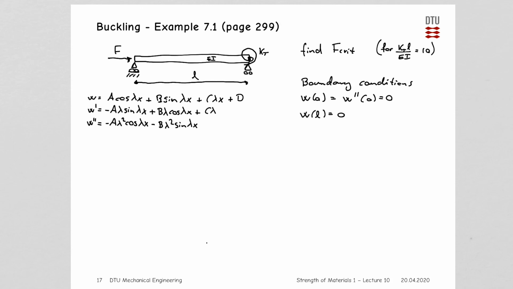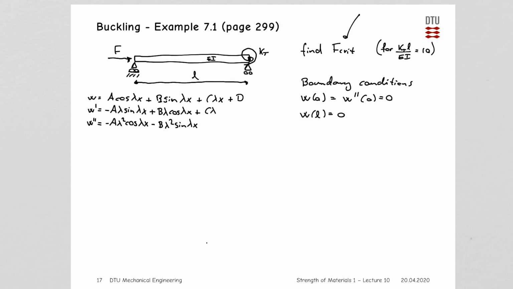So what we want to find, that we state up here, is the critical load for the system, and we want to find it in the specific case where the torsional spring stiffness, our KT, has a specific value that makes the product of KT times the length divided by the bending stiffness equal to 10. So it's just an arbitrary value, but for this specific magnitude of the torsional spring constant, we want to find the critical load.